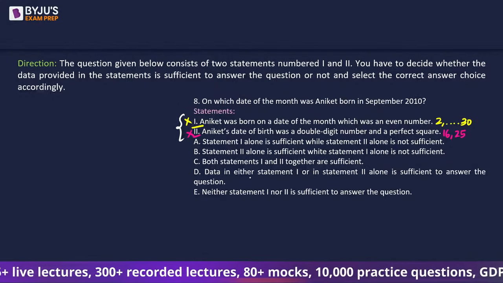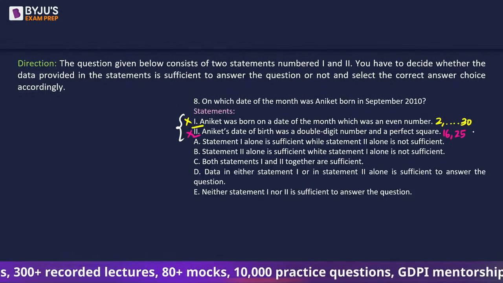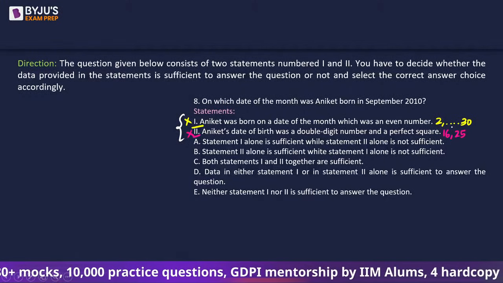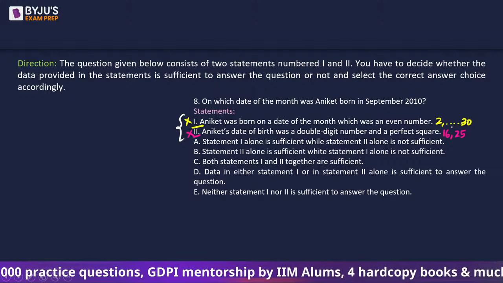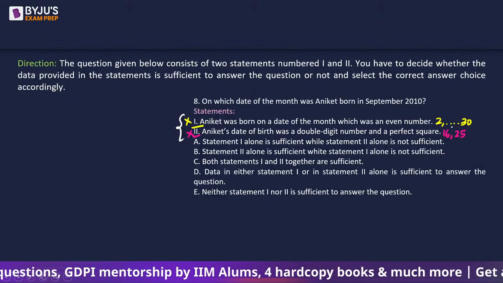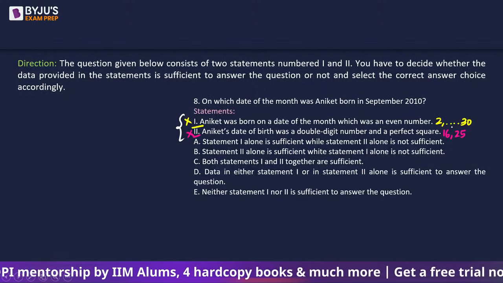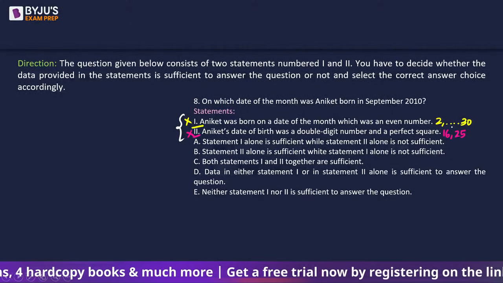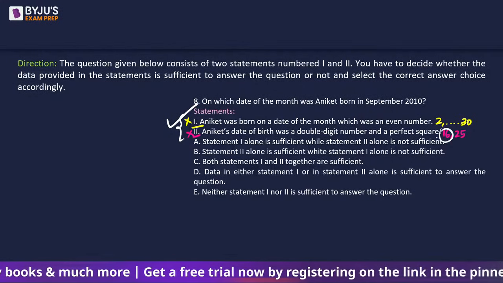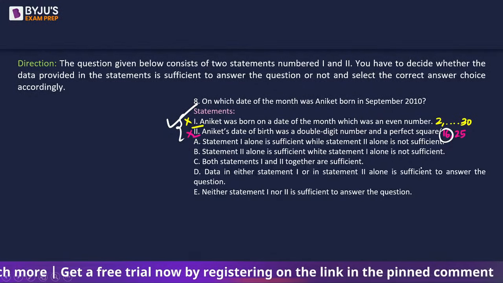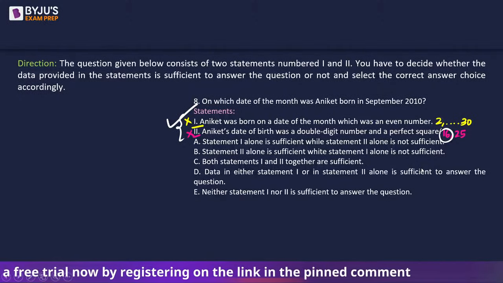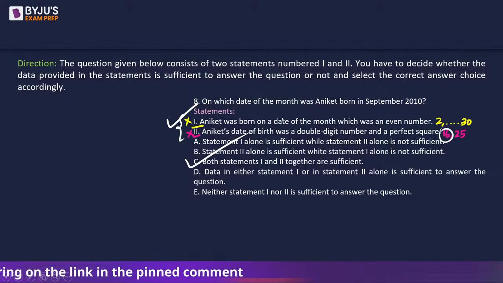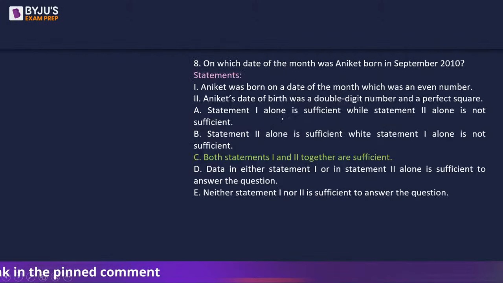अब अपन जब combine करेंगे, so we need an even number which is a double digit number which is a perfect square from 1 to 30. So 1 to 30 में double digit number is 10 to 30. Even numbers are 10, 12, 14, 16 and so on. Out of that, which is a perfect square? 16 is. So we will get a unique answer. So it means we will have to combine both of them in order to get the answer. So both statements 1 and 2 are together sufficient. Option C.